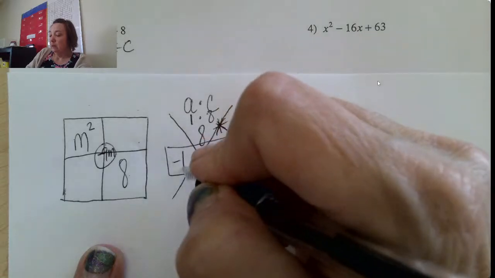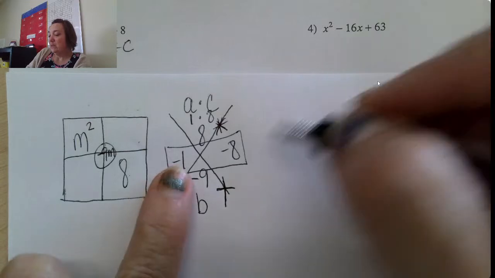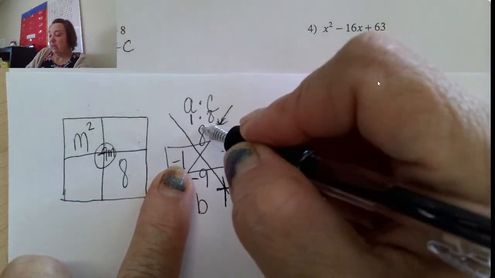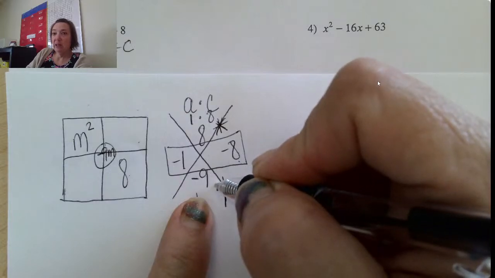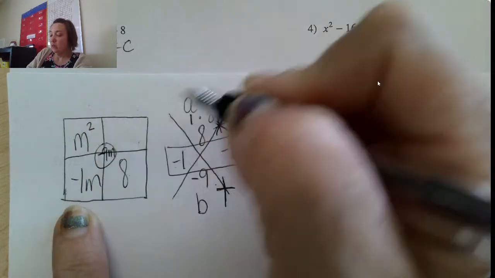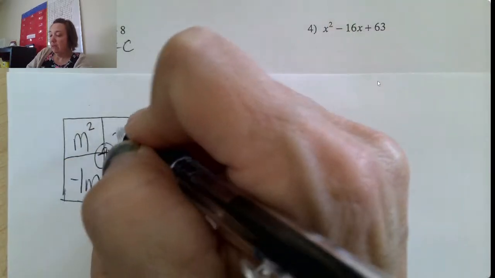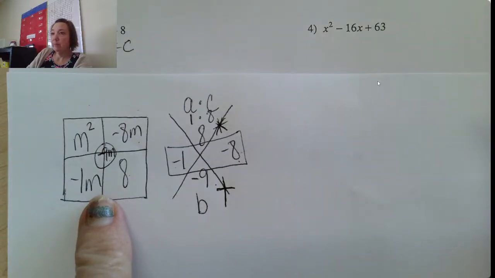Negative 1 and negative 8. Let me get that so fast. So negative 1 times negative 8 is 8. But negative 1 plus negative 8 is negative 9, right? Well, those are the two things that go in these two boxes, negative 1m and negative 8m. And those are what add up to get us that negative 9m right there.